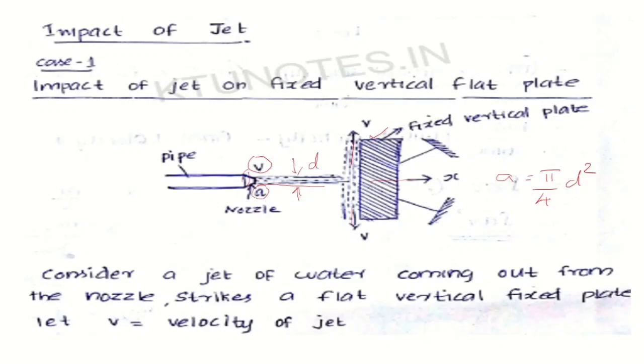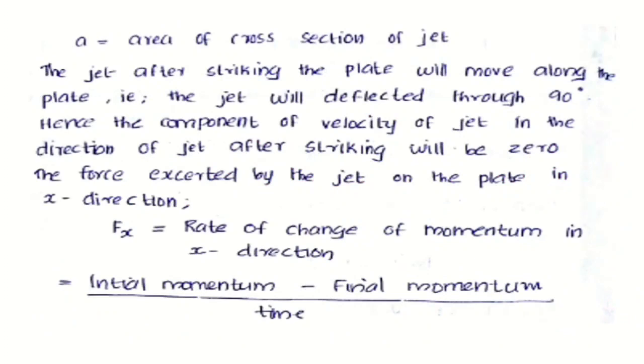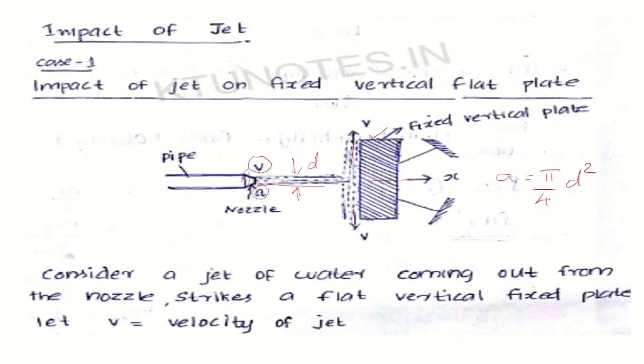Let V be the velocity of the jet, and A the area of cross section of the jet. We need to find the force exerted by the jet on the plate. The jet after striking the plate will move along the plate, and the jet will be deflected through 90 degrees. It is striking here and deflecting at a 90 degree angle.